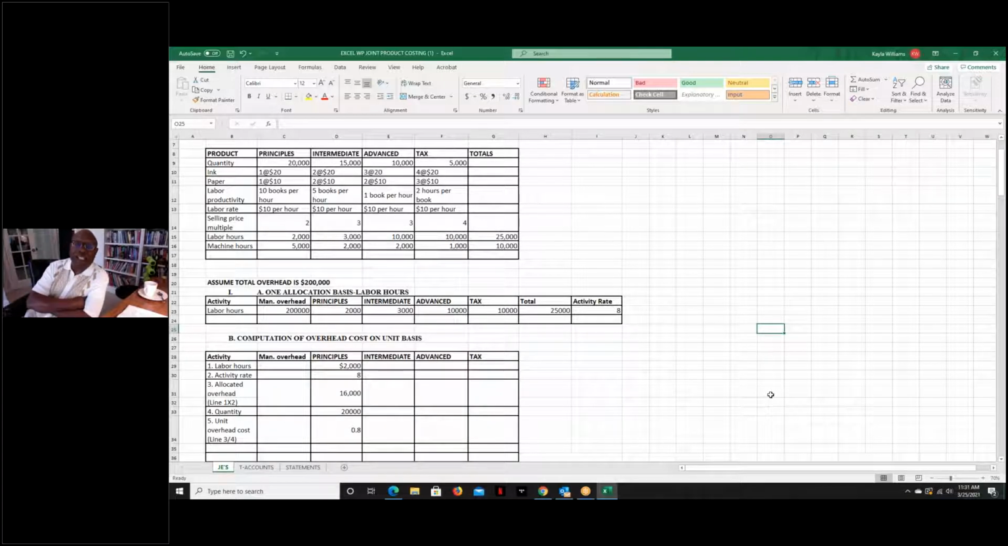What do we do with the 8? Oh, in part B, we use the 8 to find out the allocated overhead from the total 200,000. So you do the labor hours times 8, which is the activity rate, and you get 16,000. Does everybody see that? Yes. We got that activity rate. So now we're saying how much of the overhead is going to go to each book. And at the end of the day, 200,000 should be across the 4 books. Okay, so the activity rate is going to be the same for all of them?